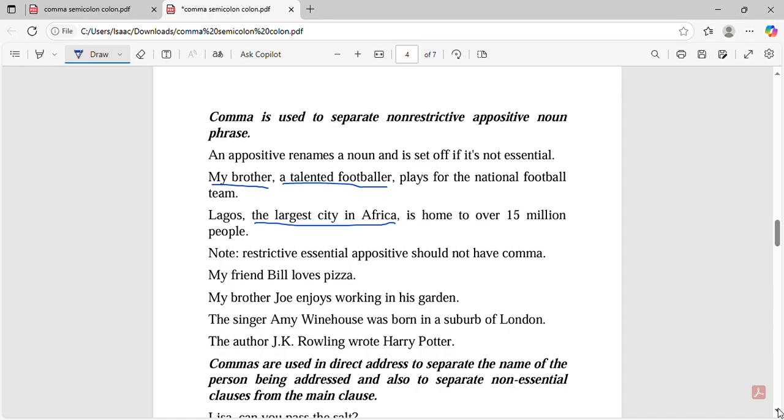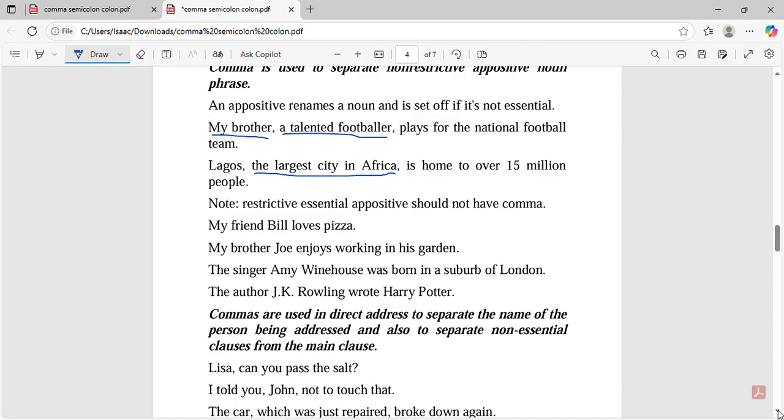wrote Harry Potter. The author, J.K. Rowling, wrote Harry Potter. You don't need to separate J.K. Rowling from the author because it is an essential appositive. It has to be together. But you can use a comma, for example, if your sentence read this way. J.K. Rowling, the author of Harry Potter. In that case, you can say J.K. Rowling, comma, the author of Harry Potter. Then you can use a comma to separate the appositive from the subject or the noun phrase.